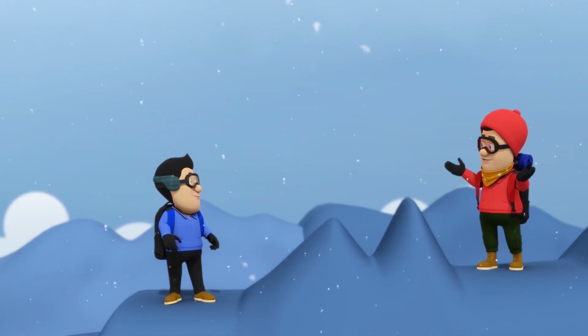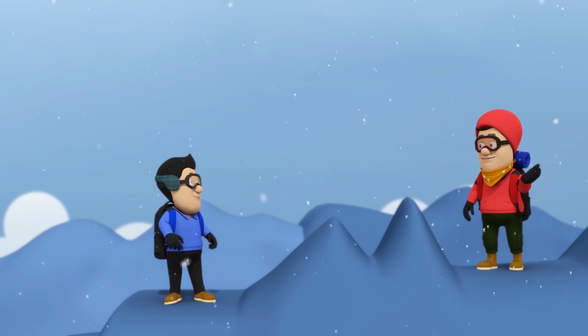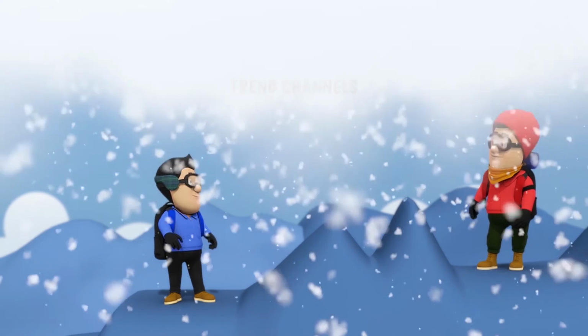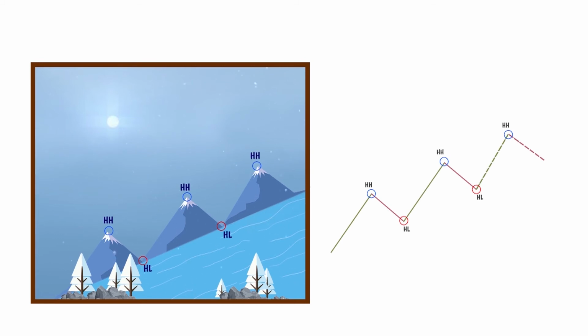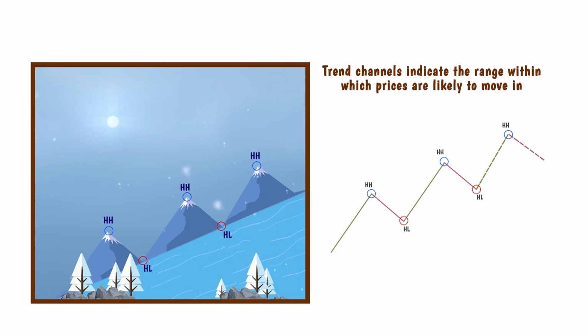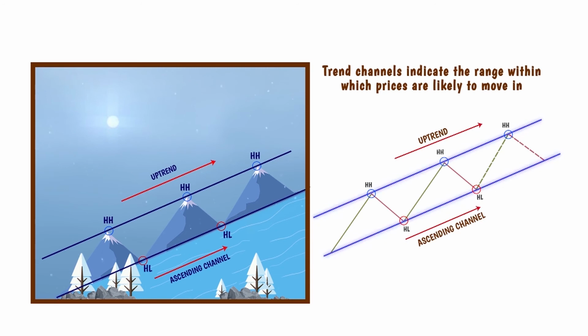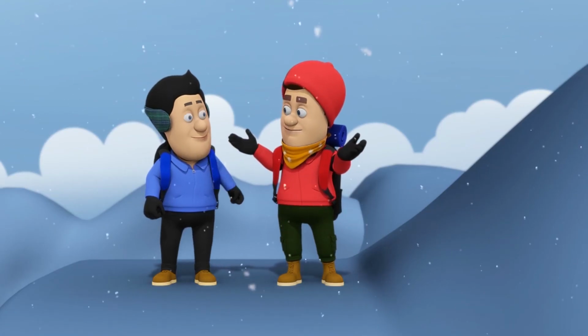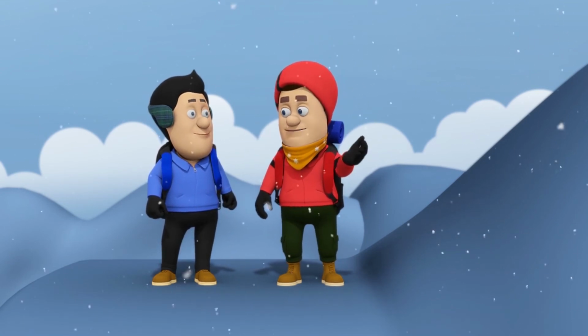Now, there is one more element left to understand before you start using trends. It's called trend channel. Trend channels are often used by traders to make their trading decision as it indicates the range within which prices are likely to move in. It's formed by drawing two parallel lines joining the pivot highs and the pivot lows. Remember, however, that it is always better to use trend channels in conjunction with other technical tools.